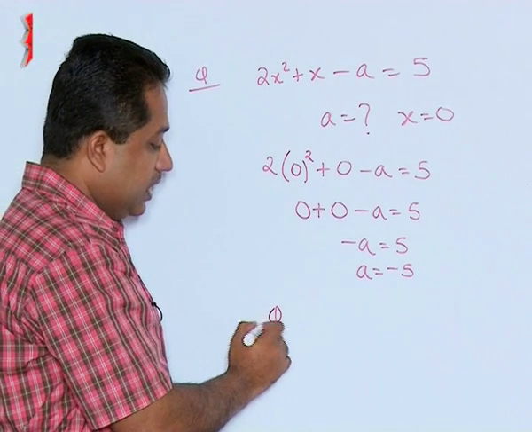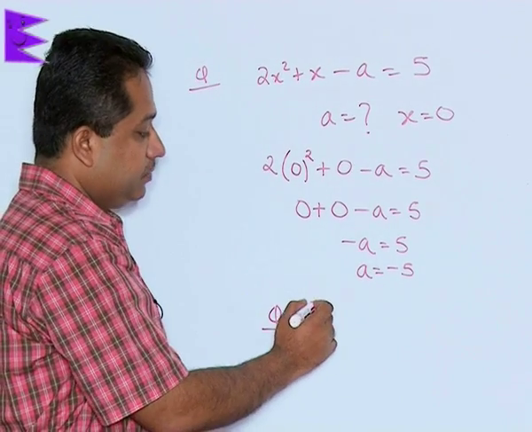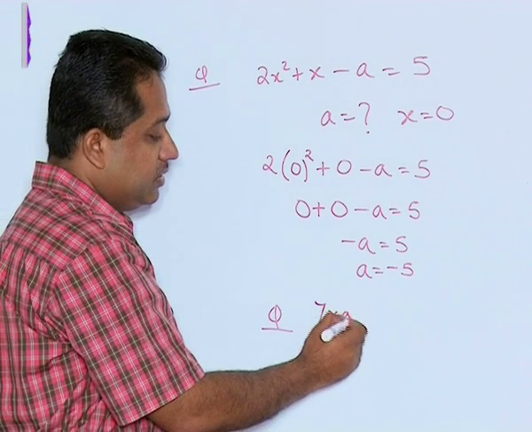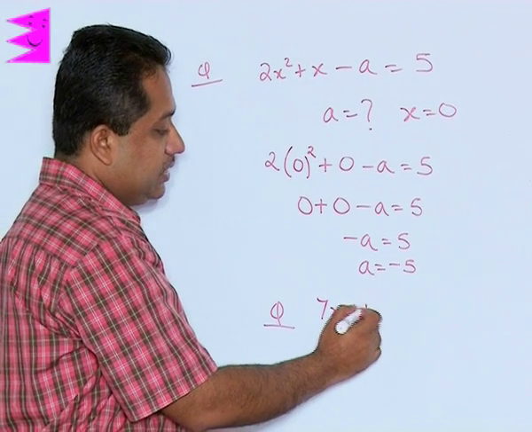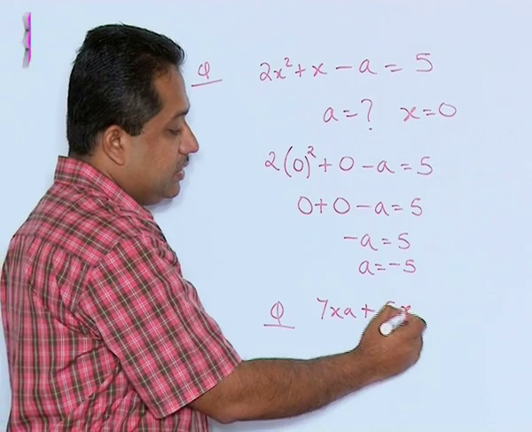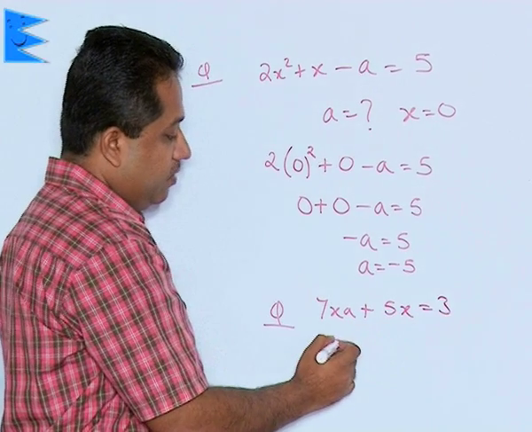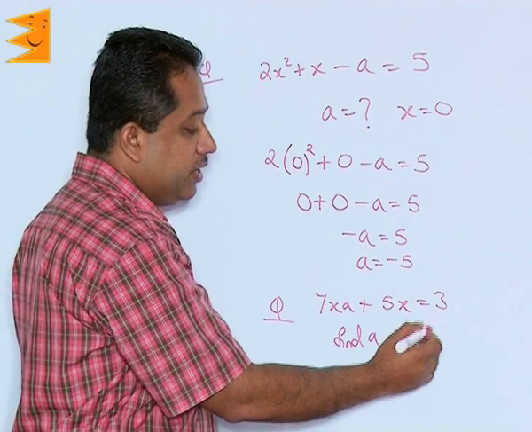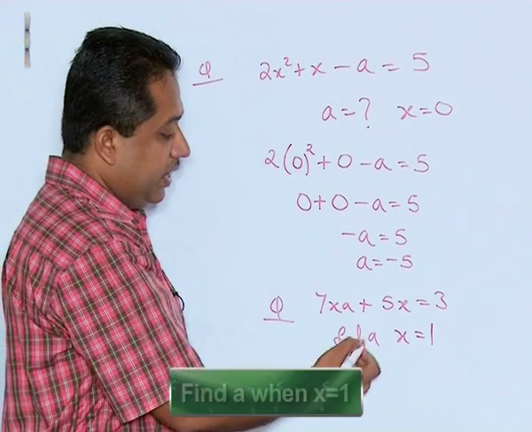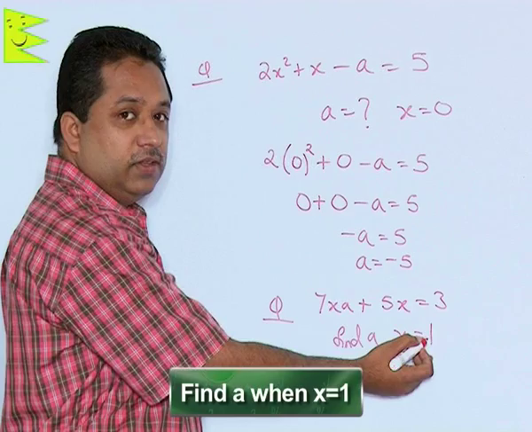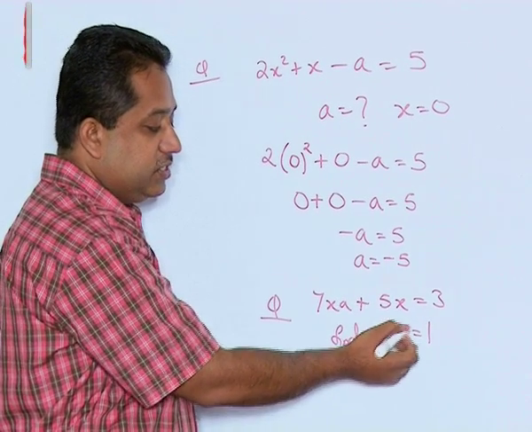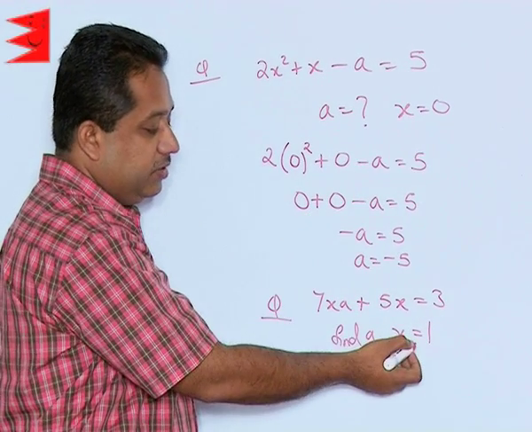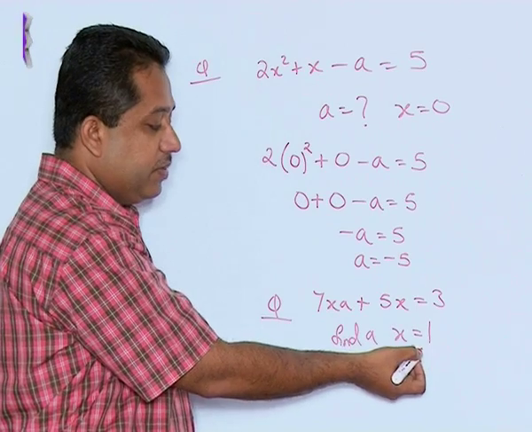We can consider another question of the same type. Let's say we have 7xa plus 5x is equal to 3. The question is again to find a when the value of x is 1. So the value of x now is changed. Here it was 0, here it is 1. So any value of x can be given to you.